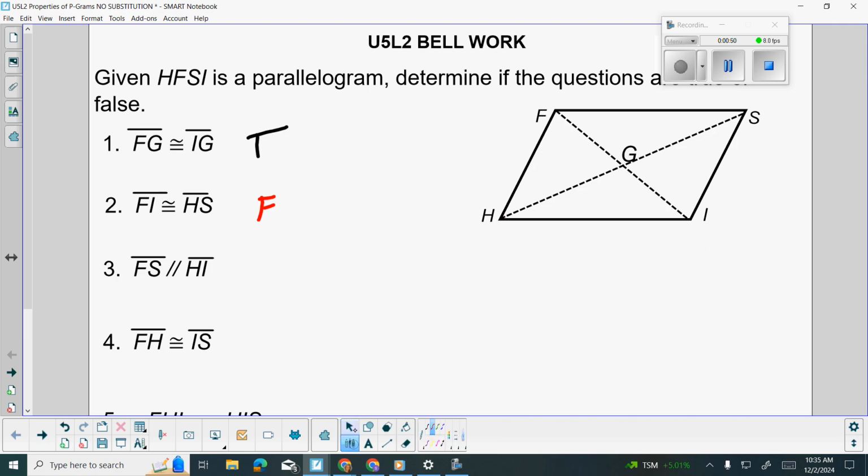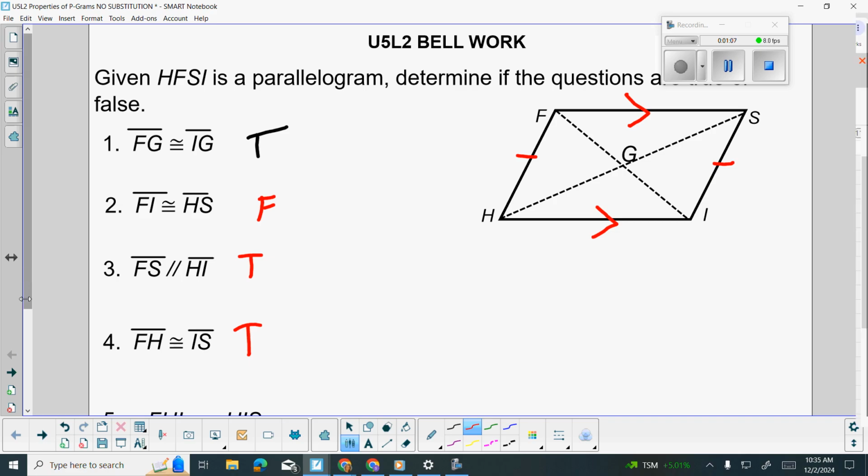If we take a look at question 3, FS is parallel to HI. That is correct because that's one of the definitions or one of the properties of a parallelogram. FH is congruent to IS is also true because opposite sides are congruent.